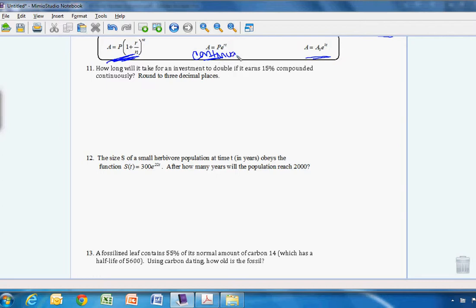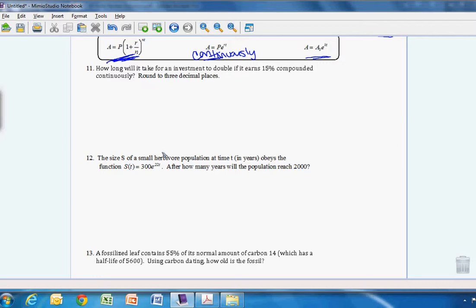If anything is compounded, I had to think about that for a second, continuously, you will use your PERT model. And then this is for growth and decay. K is our rate, where it changes the growth or the decay. It changes the population to make it either larger or smaller.